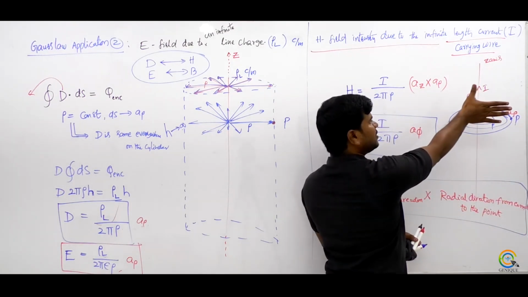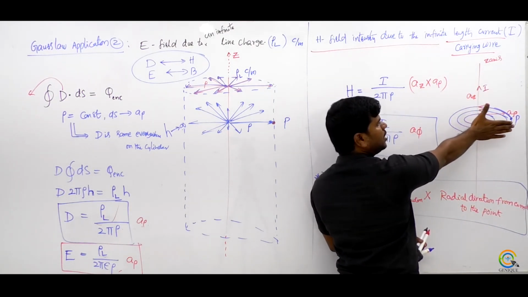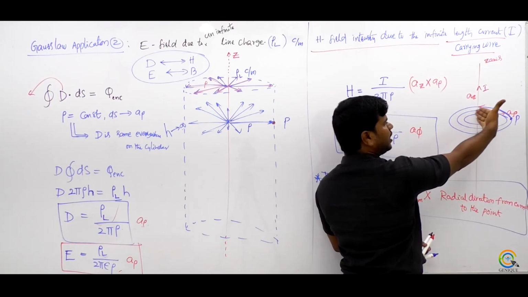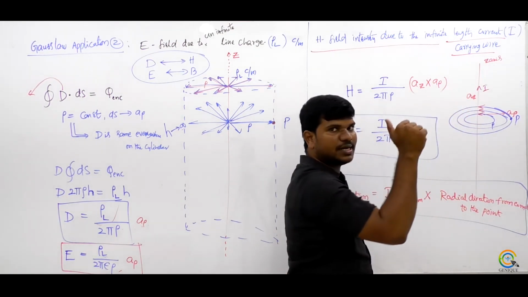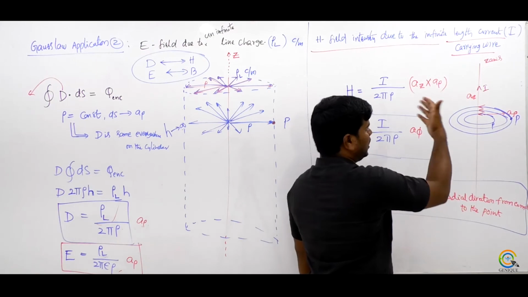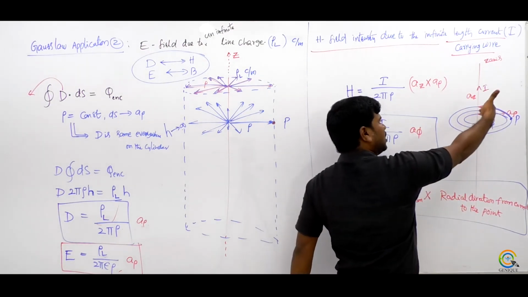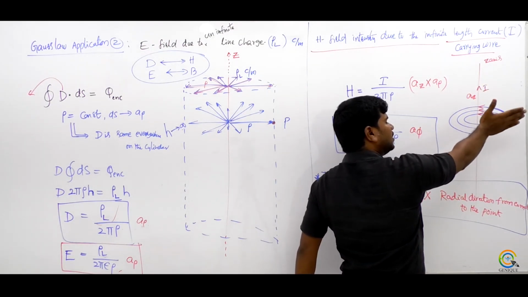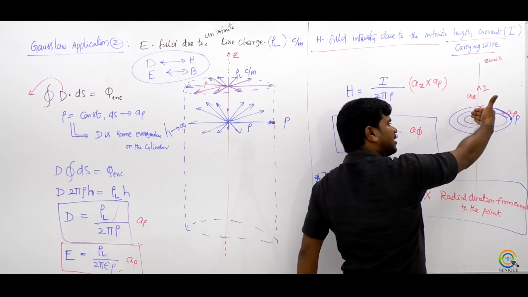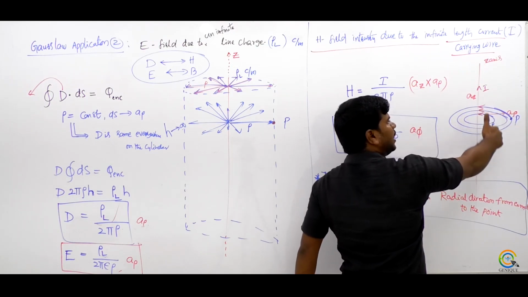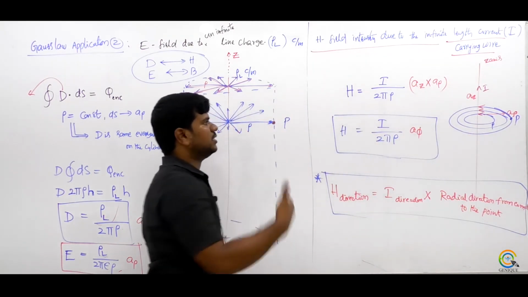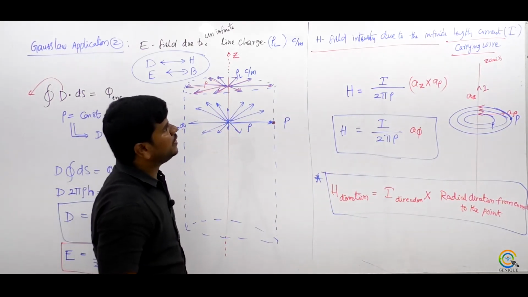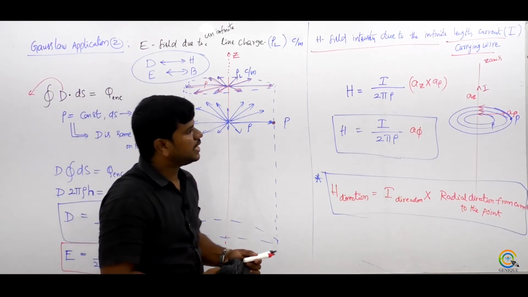Suppose the thumb shows the current, the clockwise advancement of the fingers shows the magnetic field. It is Ampere's right hand rule. So the clockwise advancement of the fingers shows the magnetic field, and the thumb shows the current direction. So this is the H field due to the infinite length current carrying wire.